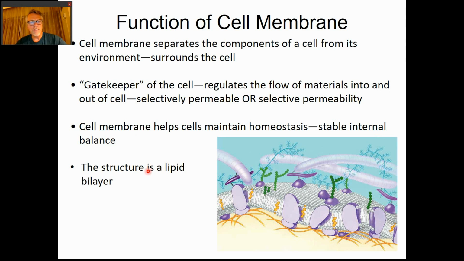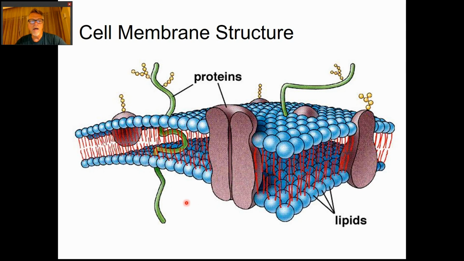And finally, what I want to say is the structure of the membrane is called a lipid bilayer. Bi means two, so two layers. You can see it a little bit in this diagram, but it's actually better in the next diagram. We call it a lipid bilayer because there are two layers of lipids. So here is one layer, and here is the other layer, and that's why we call it a lipid bilayer.